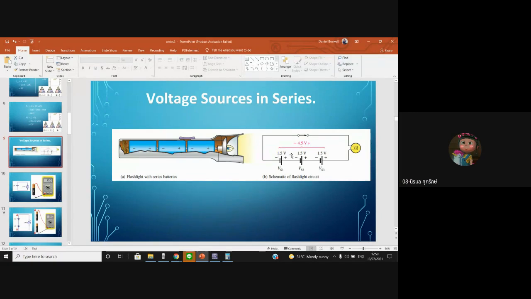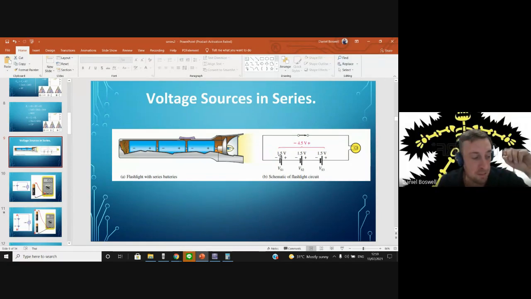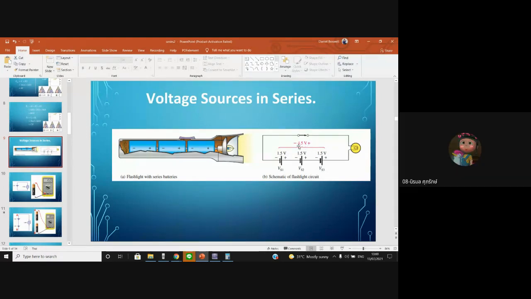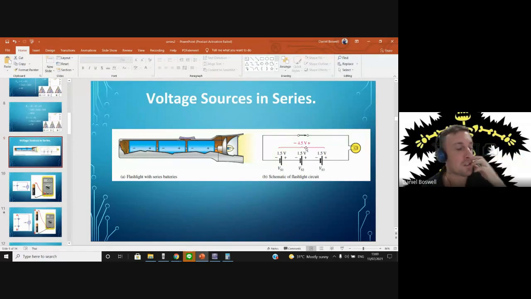3 volt. Nice, good job. So then 3, 1, 2, 3 batteries will supply 4.5 volt. Nice, good job. Thank you, Nate. Perfect. Well done.